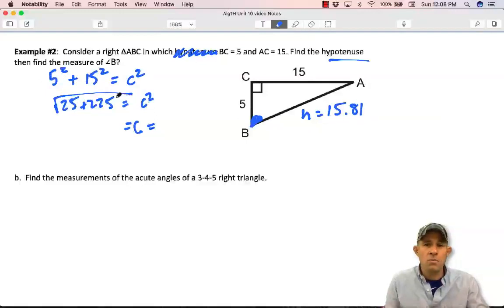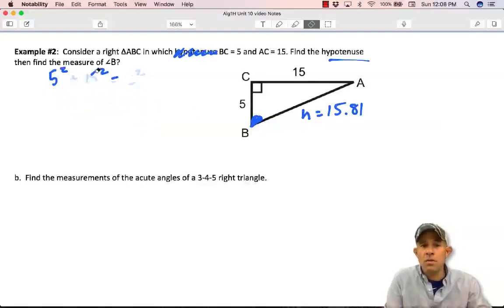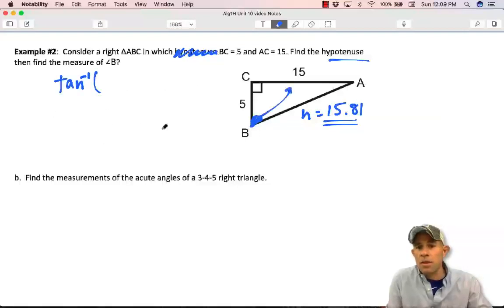To find the measure of angle B, we can actually use any one of our inverse trig ratios now that we have the measurement of all three sides. So I could start off by saying the inverse tangent of the opposite leg of B, which is 15, divided by the adjacent leg to B, which is 5. I could do that. Or I could take the inverse sine of the opposite leg of B, which is 15, over the hypotenuse, which is 15.81.